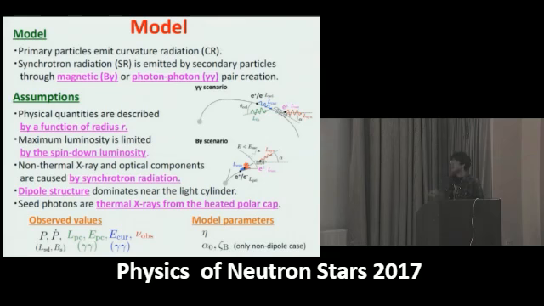In the photon-photon collision case, we take the seed photons as thermal X-rays from the heated polar cap. Of course, for young pulsars, thermal emission from the entire surface also contributes to the seed photons, but we mainly focus on middle-aged and old pulsars, older than 10^5 years. So we neglect the thermal emission from the entire surface. The model parameter is only one. In the dipole case, we explain later.